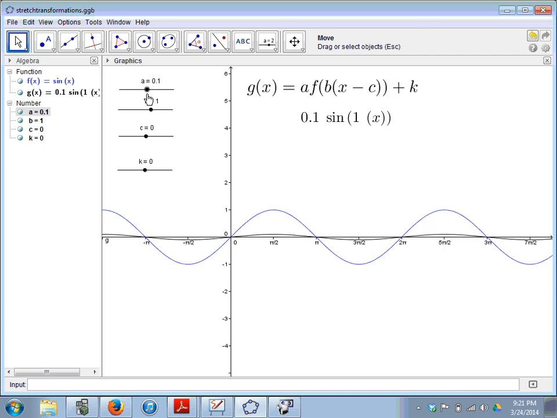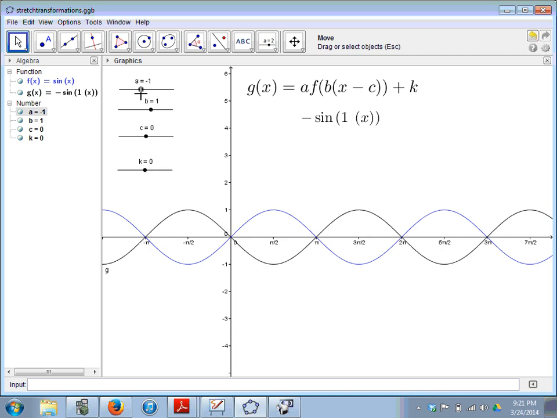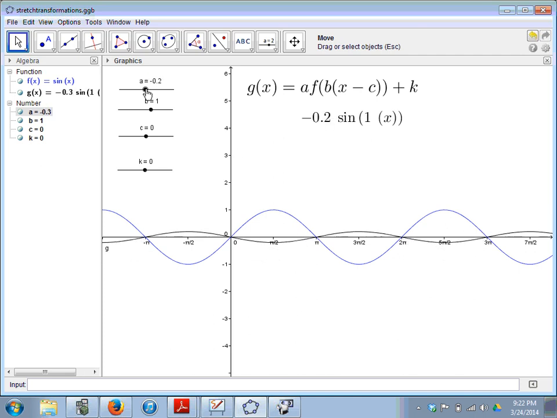Notice what happens when a becomes negative. So now it's at -1. The one that's in blue is the original function here. The one here that's in black is the transformed function. The only difference really is from the initial point, instead of starting at 0, I'm going up to the highest point. If there's a negative number in front of the sine function, it starts at 0, 0 and goes down to its lowest point. Basically, it's a vertical reflection over the x-axis. So that's what happens with A. A affects the amplitude. Let me change it back to 1.